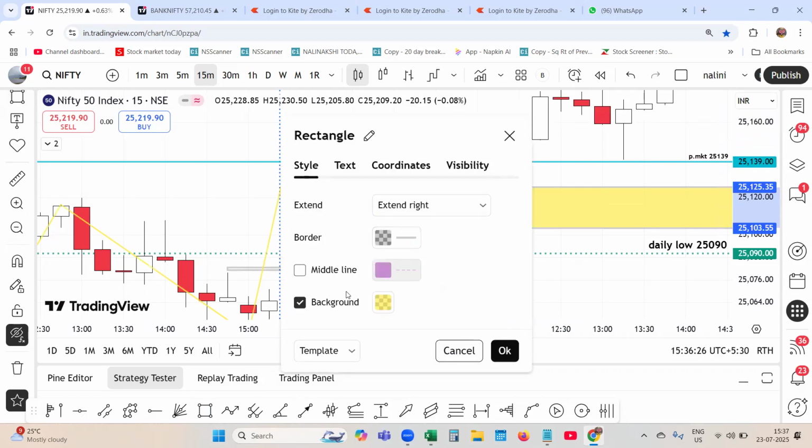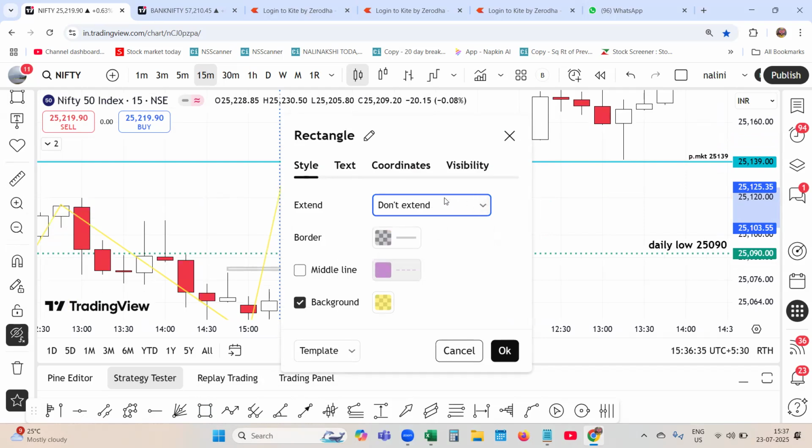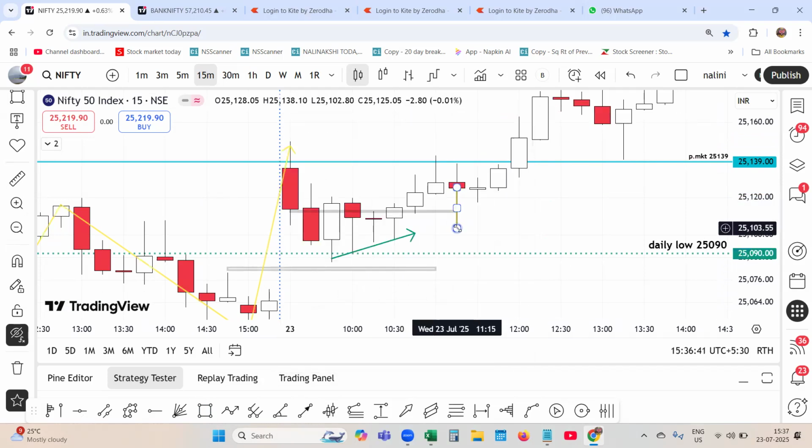Something is wrong with this, I'm not able to. Don't extend. Yes, I put don't extend.